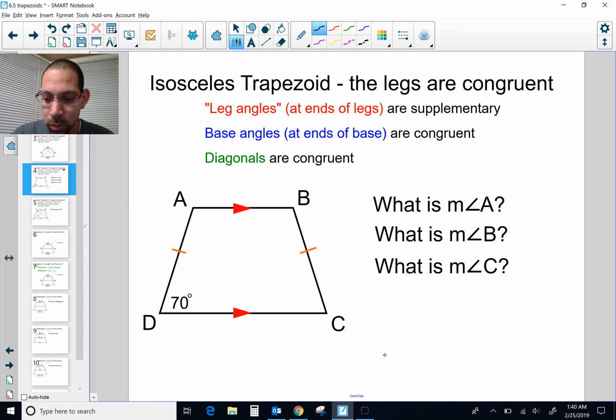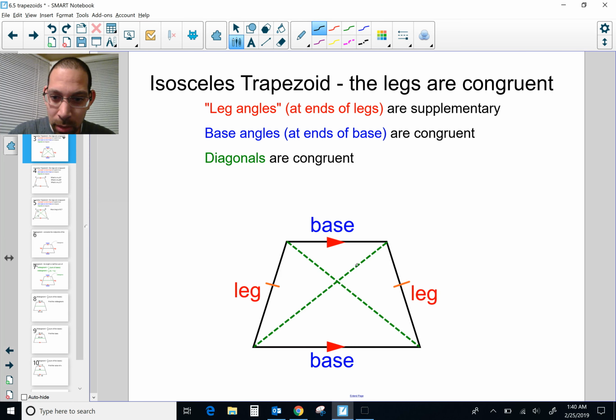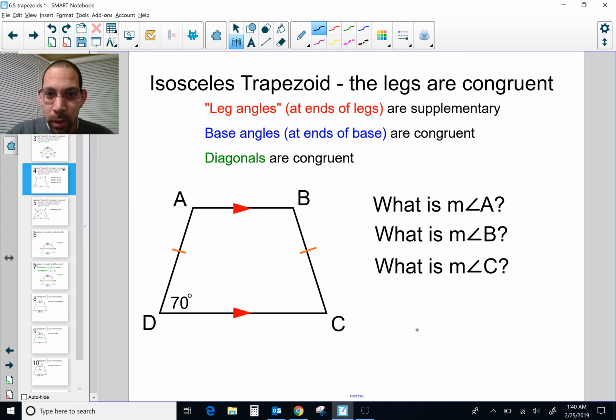So, one more thing, let me go back. That means that when this breaks up, this section is congruent to that section, and this section is congruent to that section. All right, might be useful. All right, so we're going to try these questions for isosceles trapezoids.